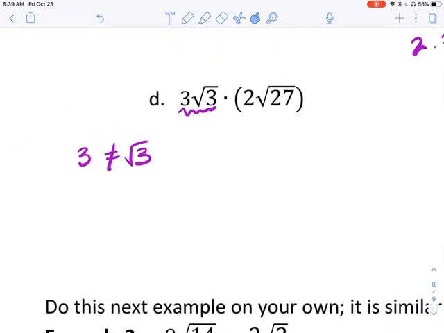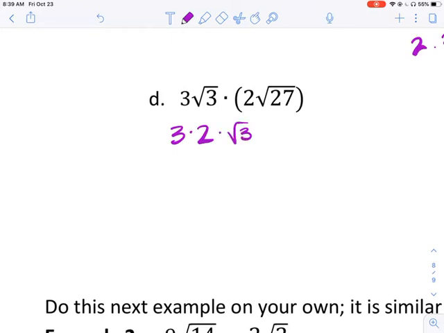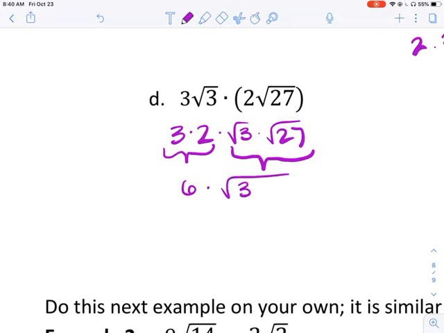So you don't have to do this step, but I'm going to show you kind of what we're thinking. Because of the commutative property, we can rearrange all the things that don't have square roots together and all the things that do have square roots together and multiply those things together. So let's multiply these two together. That's going to be 6. And then let's multiply these two together. I don't know what 3 times the square root of 27 is, but remember, I don't have to because I'm going to simplify it at the end anyway. So let's just write 3 times 27.